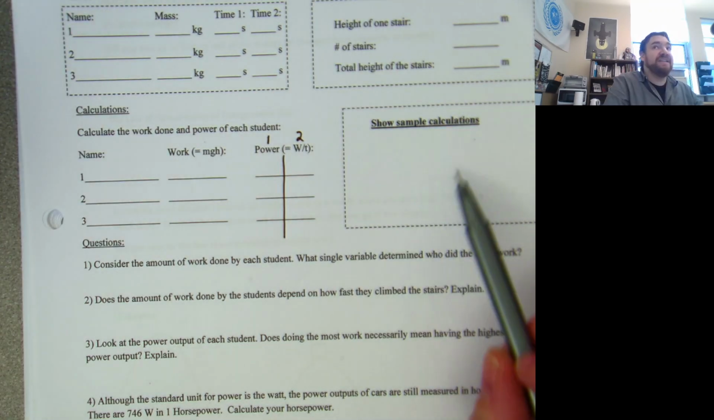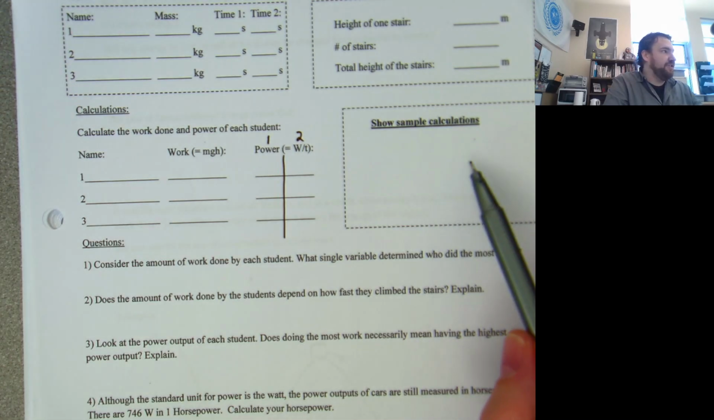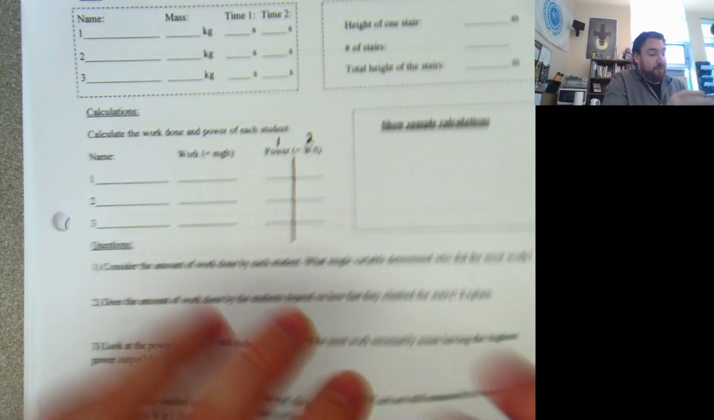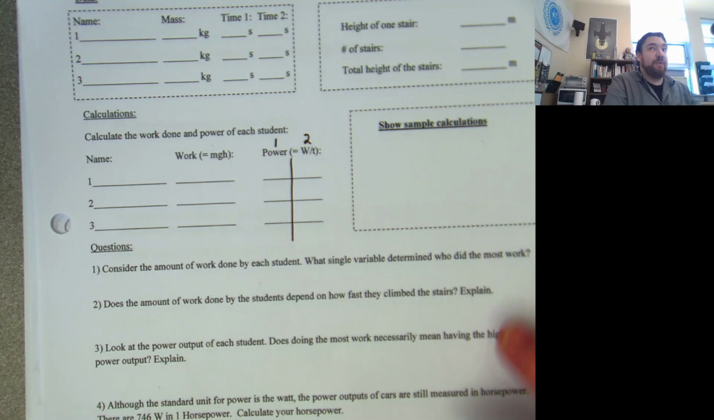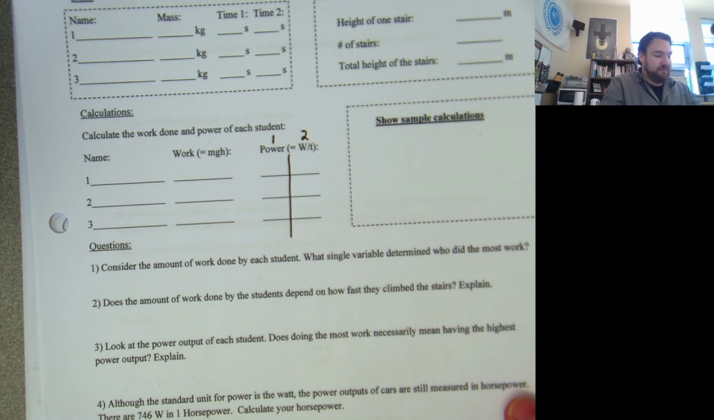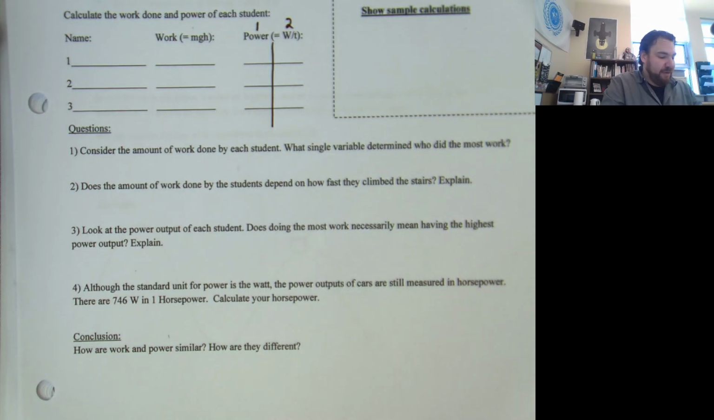I want to see one example of your calculations. How did you calculate this? Just do it once. I don't need to see all the calculations. Once you've done it once, you can do them on the back if you want, or you can just ram it through your calculator. And then there's some questions down here at the bottom I want you to answer.